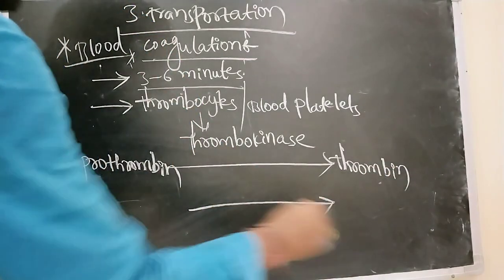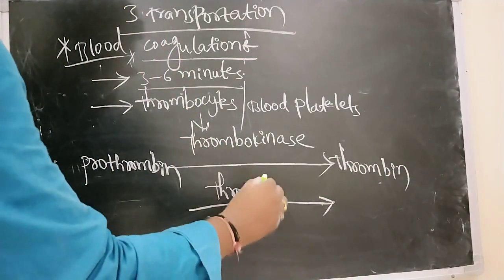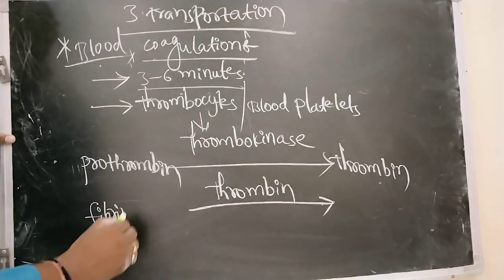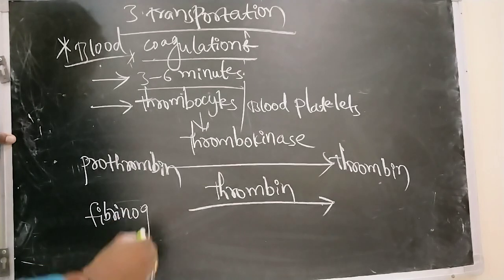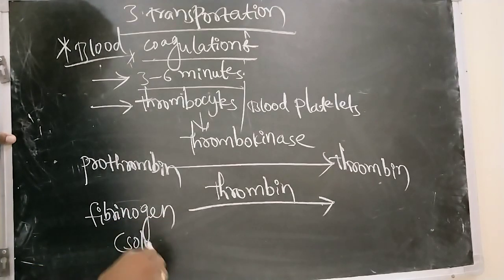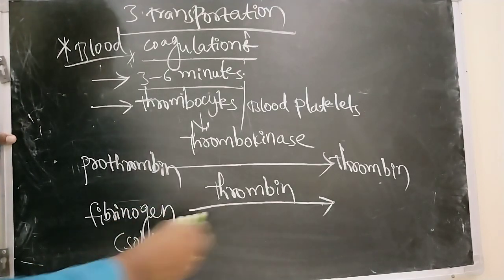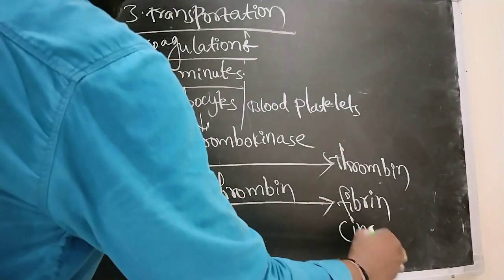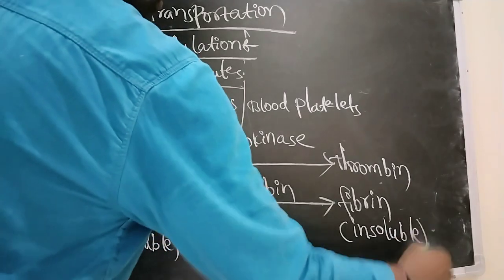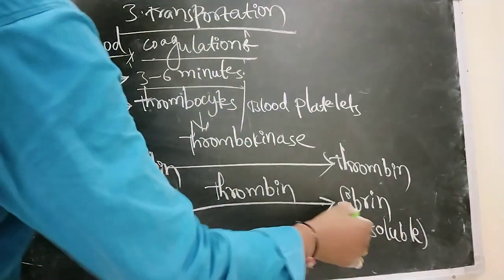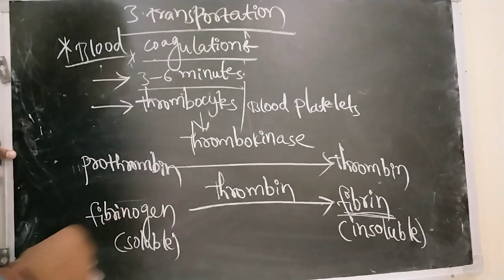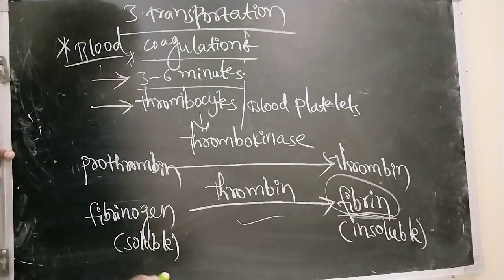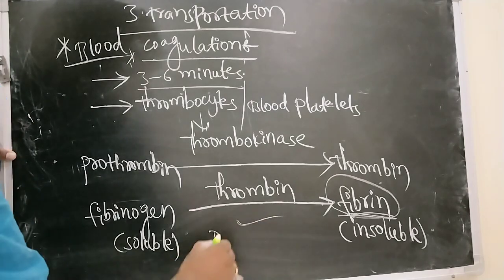This thrombin converts fibrinogen, a substance which is in soluble state in our blood, into fibrin, which is in insoluble state, and all the fibrin fibers entangle together at the site of injury. All the fibrin fibers entangle together and form a clot. This is what we call a blood clot.